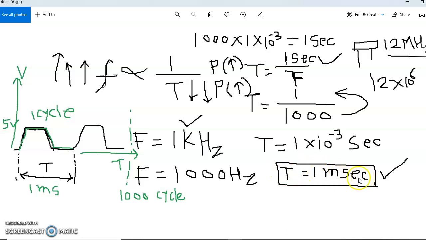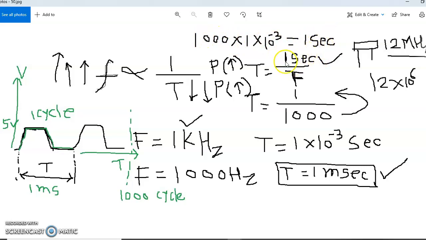So it means that to complete one cycle, it is taking a time of 1 millisecond. In this way, how many cycles will there be in 1 second? That is 1000 cycles. So 1000 multiplied by 1 millisecond, that is 1000 into 10 raised to minus 3, so 1000 divided by 1000, that is 1 second.